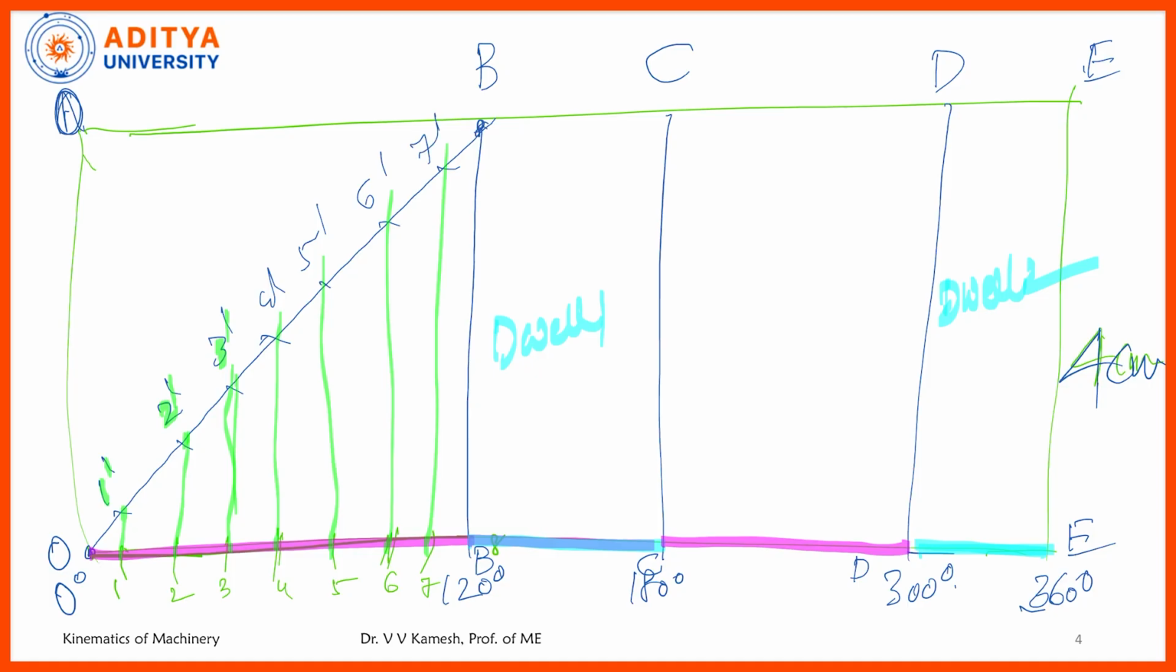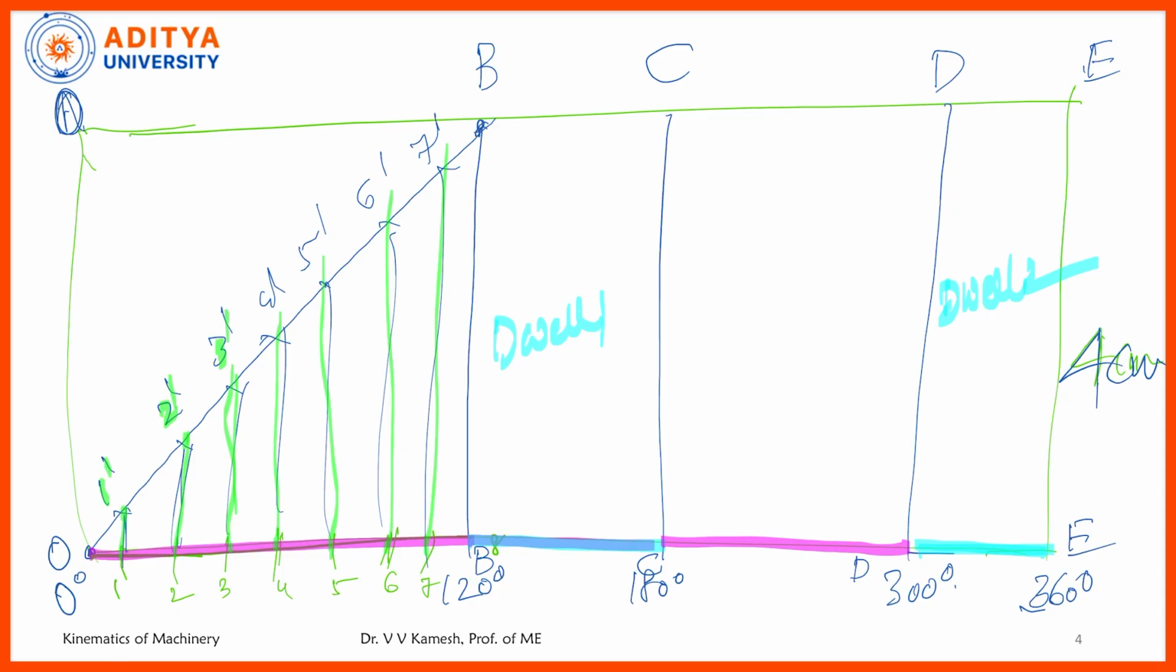Now, these lengths 1 dash, 2 dash, 3 dash, which you are looking at in the diagram, are the lengths you need to transfer to the cam profile, right. For that, I need to make the displacement diagram ready so that I can measure, say, 4 dash with the compass and transfer it to the cam profile diagram, right.